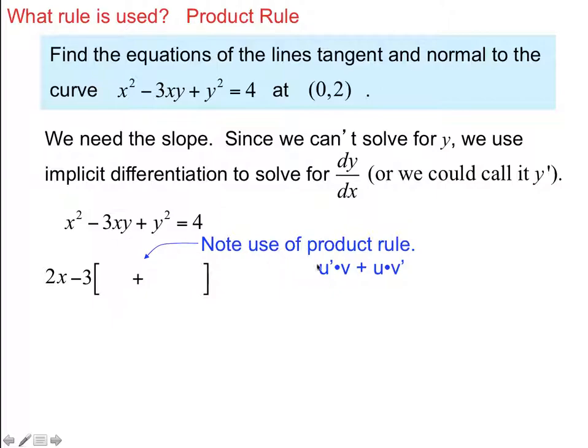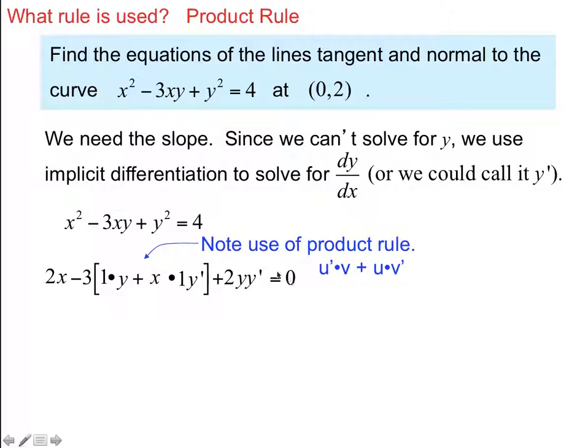So I'm going to do the derivative of x times y plus the derivative of y times x. Okay, so the derivative of x is 1 times y plus x times the derivative of y, which is 1 y prime, or 1 dy dx. And then I've got a plus here, and this derivative is 2y dy dx, or 2y y prime. And then I have an equal sign, and the derivative of 4 is 0.